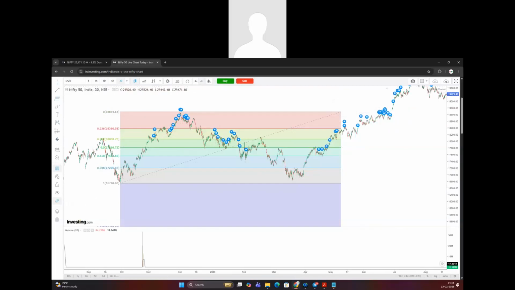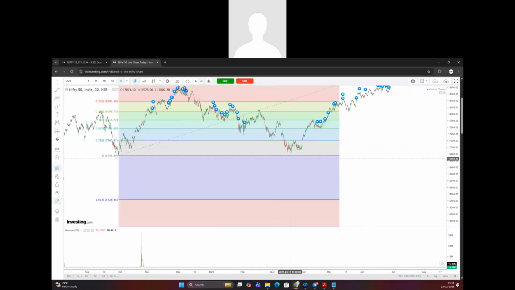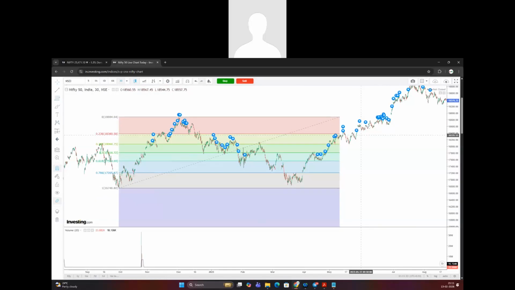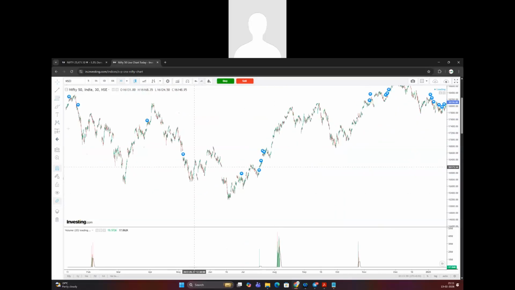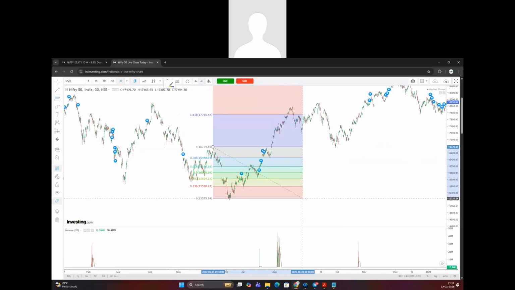Told you, no? The reason. Once it is able to touch 1, from there it will definitely start falling to 1.618. So, one more example I showed you. High, low, 1.618.